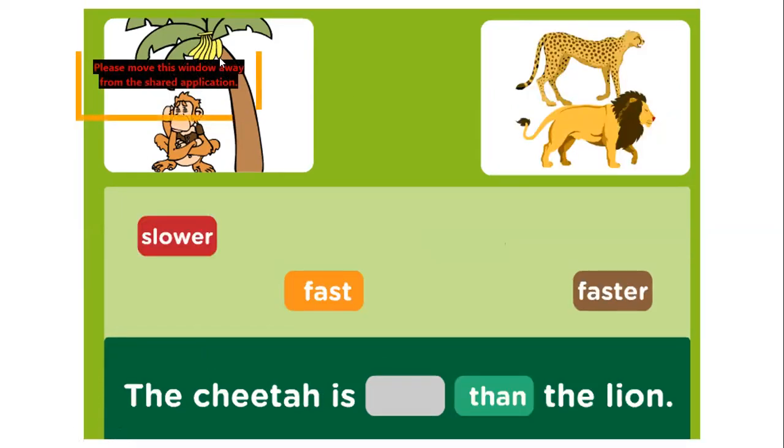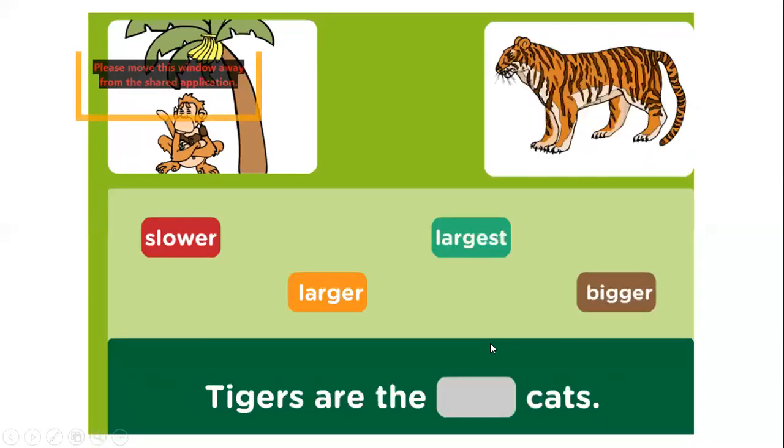Muhammad. The cheetah is than the lion. How many things are we comparing here? Two. So what do I use? Slower, fast, or faster? Faster. The cheetah is the fastest animal on the earth. Okay, thank you very much, Muhammad.